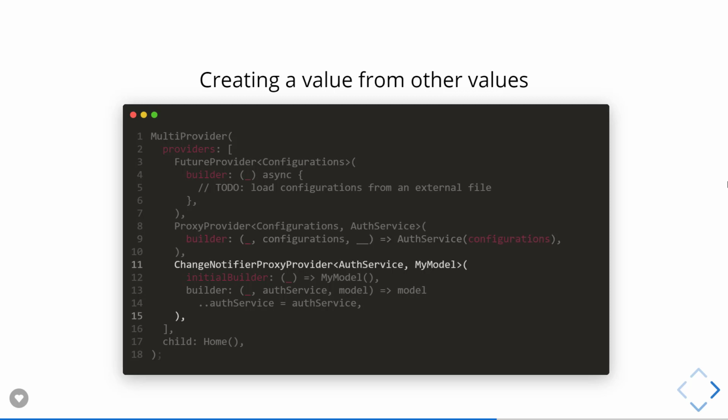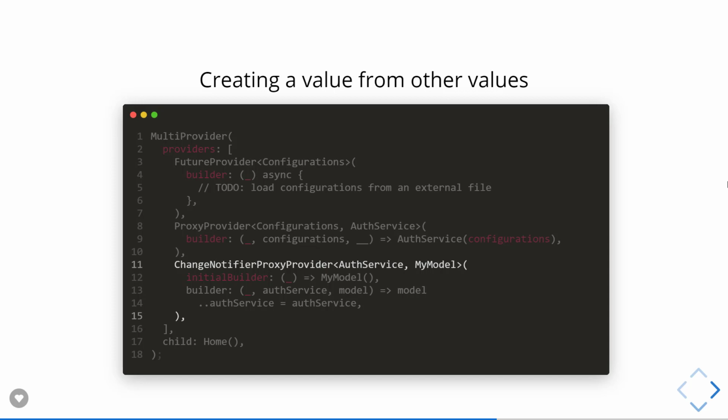And then we can continue a bit further, and we can, for example, make a more complex model, something that is not immutable, using change notifier proxy provider. It follows the same patterns again. It takes the types that you want to consume, so here maybe authentication services. And then we pass the types that we want to create, so here my model.